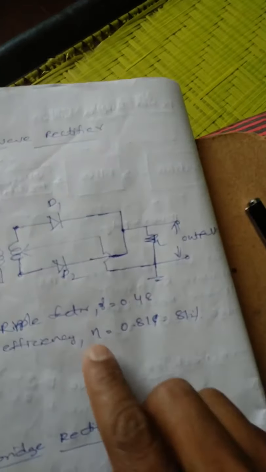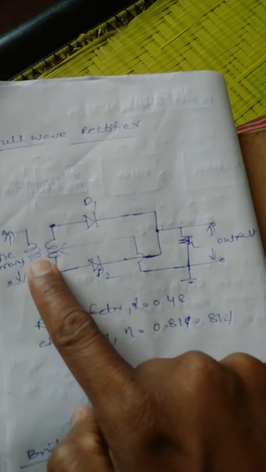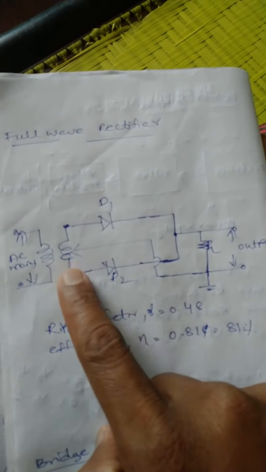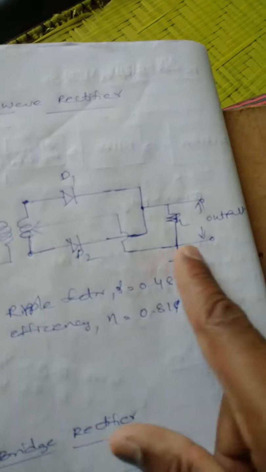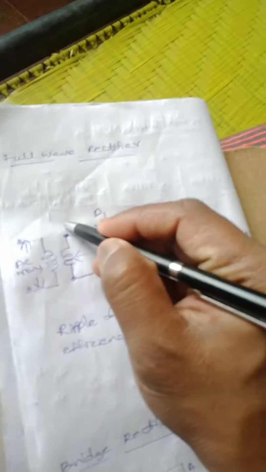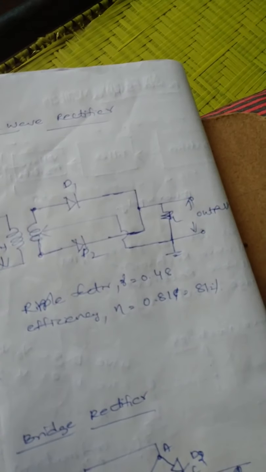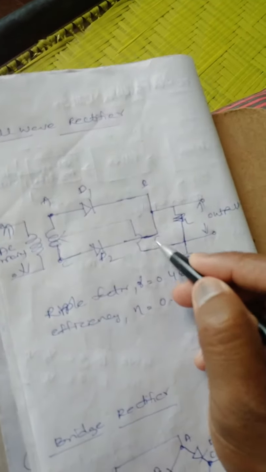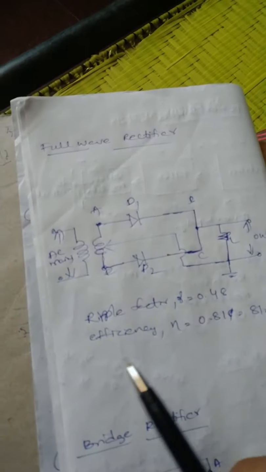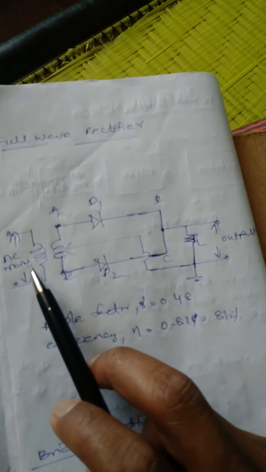The full wave rectifier circuit diagram is like this. This is the AC supply, transformer, primary winding, secondary winding. This is a center tap transformer, diodes D1 and D2, and this is a load resistor. I'll name it as, this is A, this is B, this is C, this is D. Okay, same as the principle.